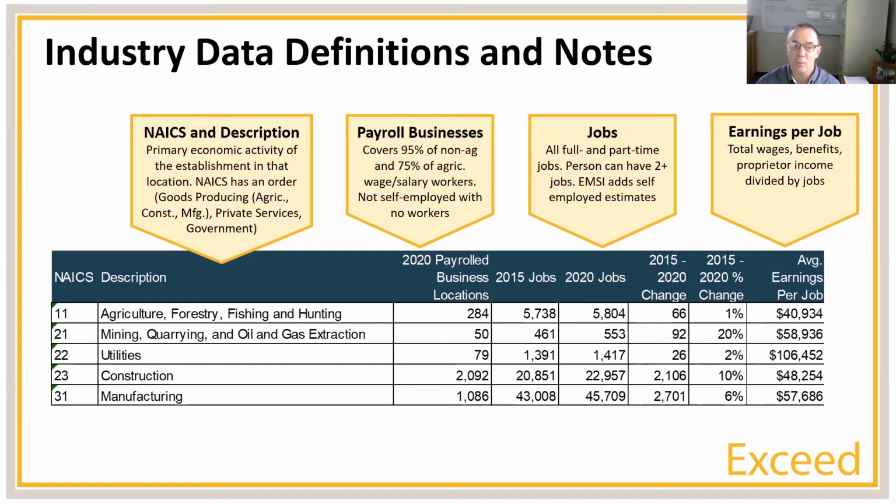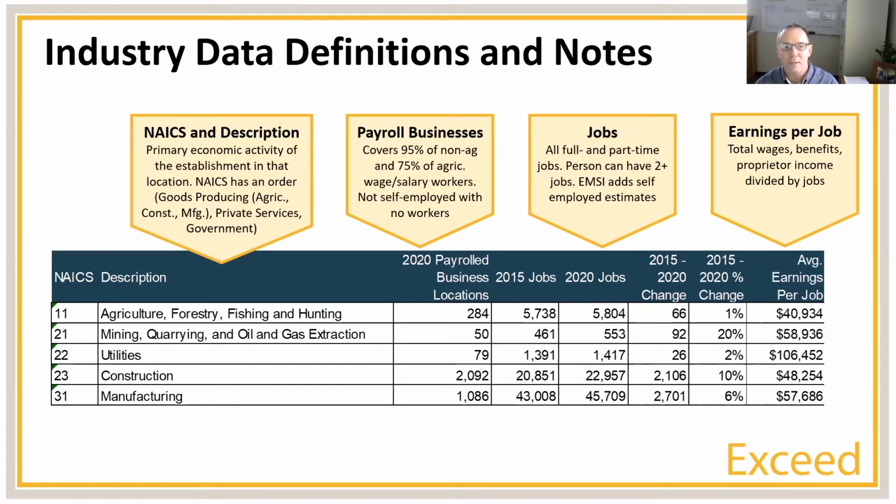There is a category for payroll business locations. So payroll business locations are companies that employ people and have a payroll, and they'll report those numbers to the Department of Labor. It covers about 95% of non-agricultural workers that are wage and salary, and about 75% of agricultural wage and salary workers. It does not include the self-employed and the self-employed with no workers, importantly.